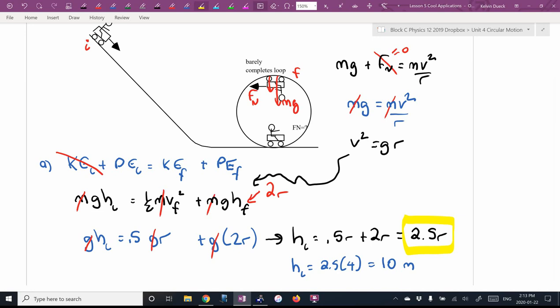It'd be one of those things, just like F equals ma. Although this is minimum safe, barely making it. So you actually probably want to make it higher and give yourself some extra speed.